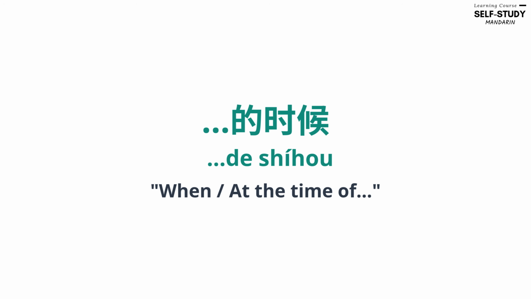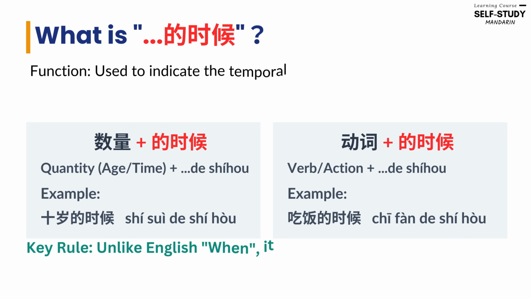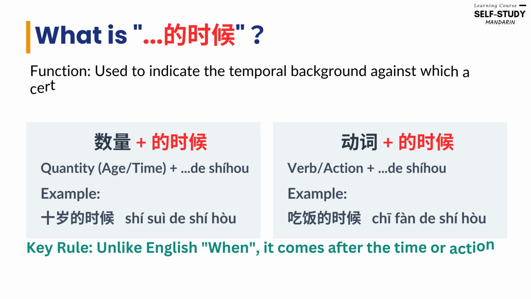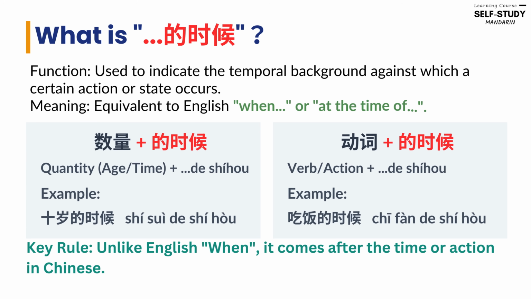Today, we are going to learn a very useful must-know grammar point, 的时候. In English, this translates to when or at the time of. Let's get started. So, what exactly is 的时候? Functionally, we use it to indicate the temporal background against which a certain action or state occurs. Simply put, it means when or at the time of in English. You can use it in two main ways.